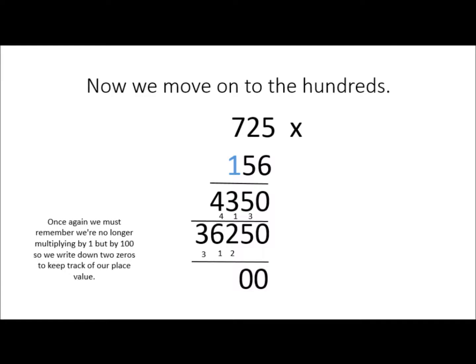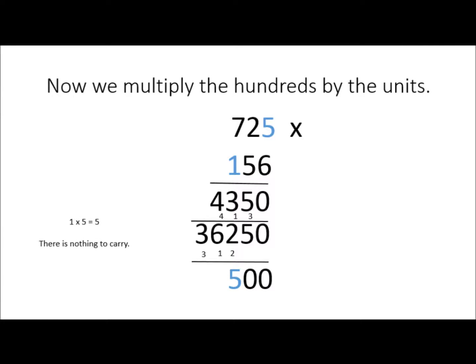Once again, we must remember we're no longer multiplying by 1, but by 100. So we write down 2 zeros to keep track of our place value. So now we come to multiply the hundreds by the units. Since 1 times 5 is 5, there is nothing to carry. So we just write down the 5.